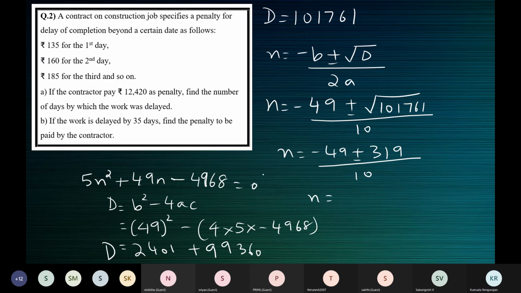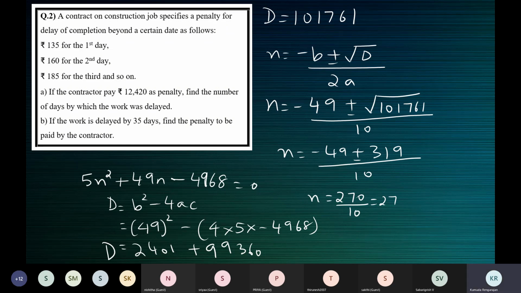How much? Ma'am, it is 220 divided by 10, ma'am, 27. Correct. Ignoring the negative value, which is also a fraction, the positive acceptable value for n is 27. So the work is delayed by 27 days.